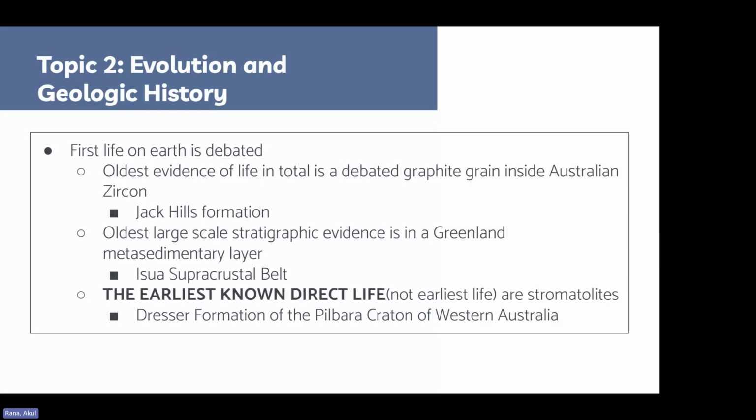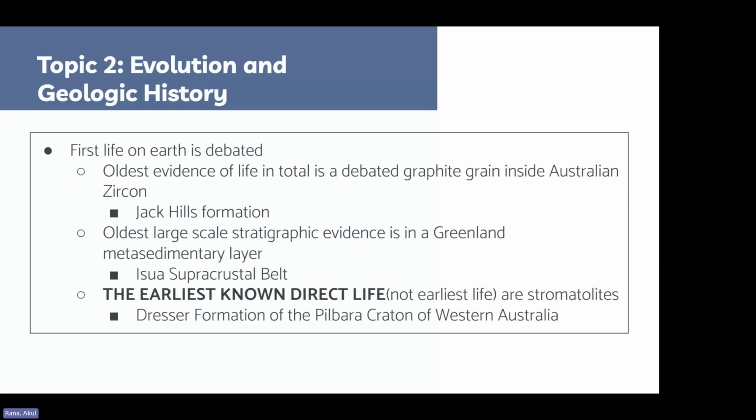If we're looking at a large area of life, it's in Greenland, and it's a metasedimentary layer. It's collected sediments that have gone under some form of diagenesis, some form of change, and there we can have evidence of life. But most often they're going to ask about the earliest known direct form of life, not just carbon evidence, but a fossil. It's not a pure fossil, but like a fossil.